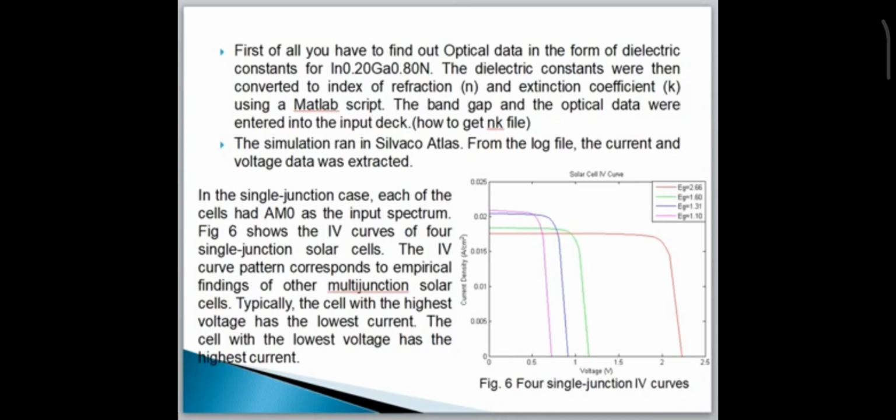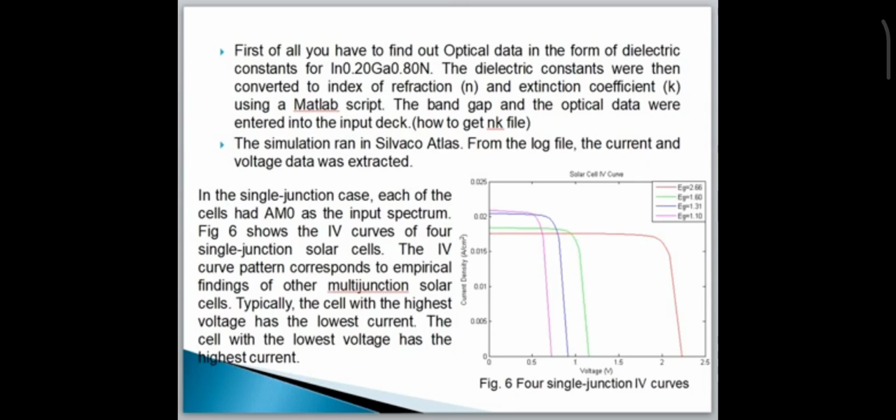The dielectric constant was then converted into index of reflection and extinction coefficient K using a MATLAB script. I have mentioned the MATLAB script at the end of the slide. First, you have to convert the optical data in the form of dielectric constant. If you don't know how to convert, I will mention one paper at the end of the presentation in which you can understand how to change the optical data into the dielectric constant.